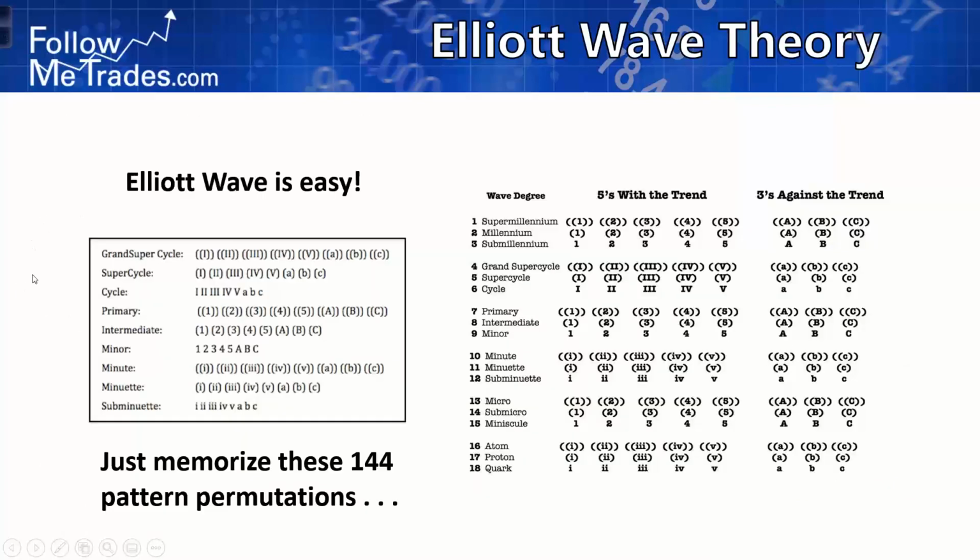Here's how some of the people approach it, right? Hey, Elliott Wave's easy, right? We got the grand super cycle, and the cycle, and the minor, and the minuet. And there's only 144 permutations for you to memorize here, and you'll be good at it. That's nonsense, man. I couldn't do that. I'm not even going to try.